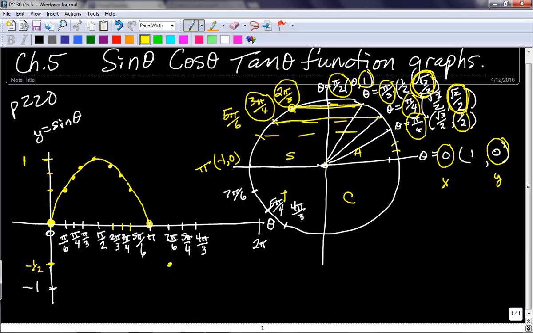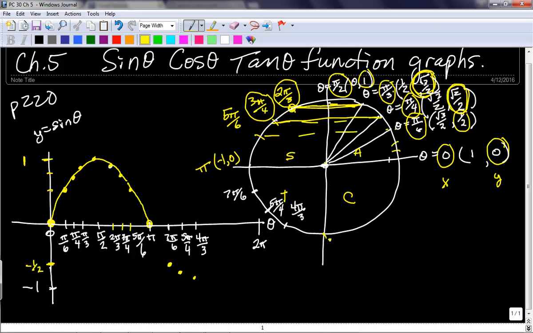And then this one is going to be negative root 2 over 2, negative root 2 over 2. So that sine value is negative root 2 over 2, which is that 0.707. This one's going to be negative root 3 over 2, which is kind of that 0.86. And then what am I missing here now?